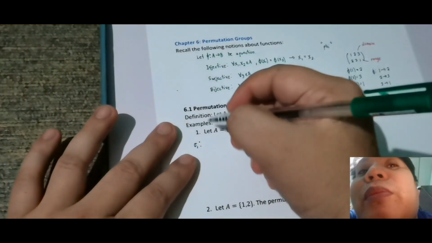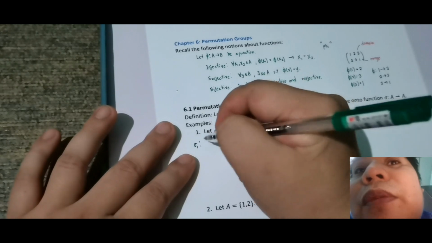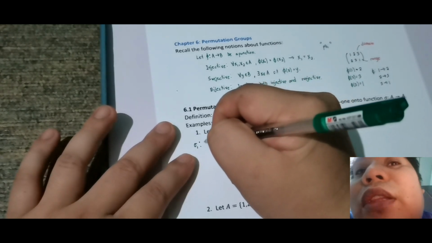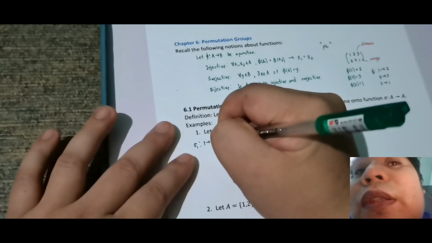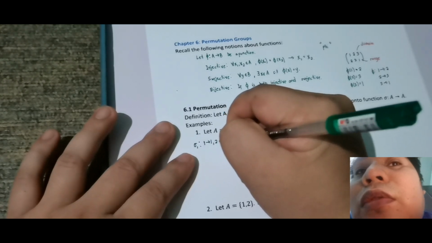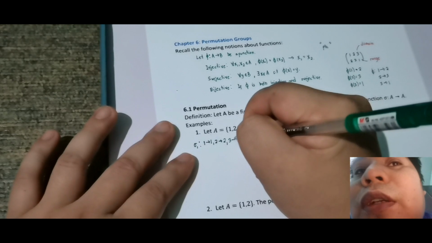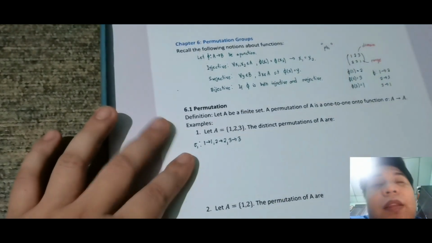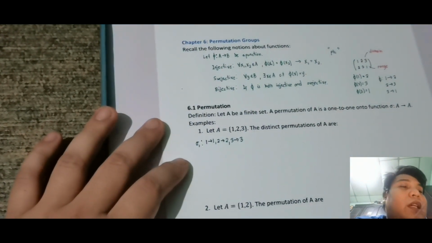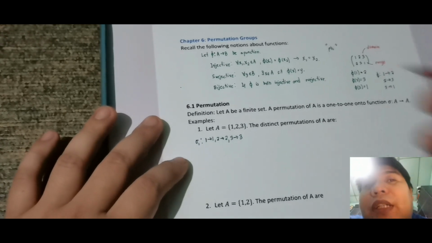Okay, so sigma, unang permutation na naisip ko is yung sarili niya. Okay, so permutation function, 1-to-1. So 1 goes to 1. Next, 2 goes to 2. Next is 3 goes to 3. Okay, so yan siya. So ano yung counterpart niya sa atin?